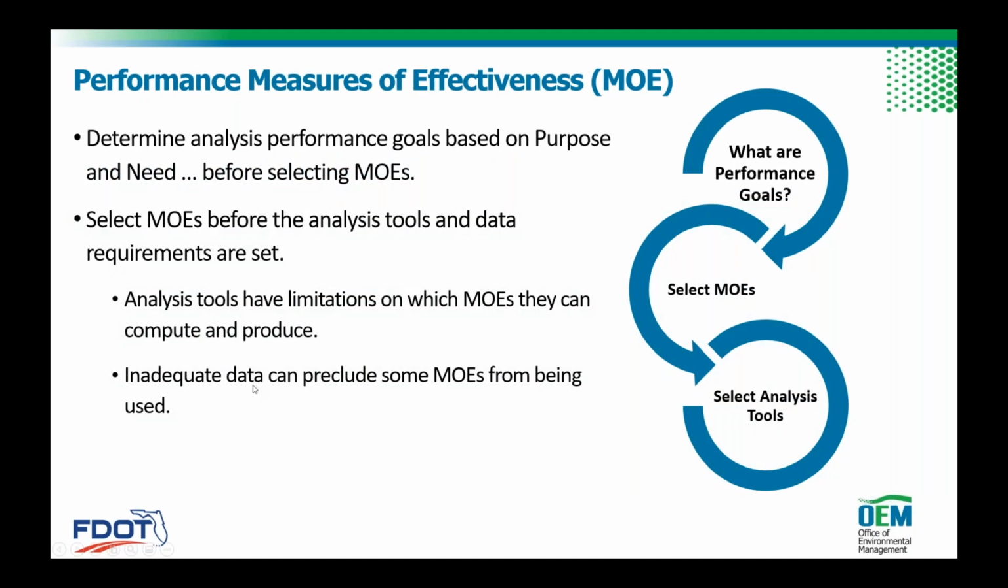So despite all the words on this page, I wanted everyone to just focus on the graphic over to the right. I wanted to show the process of when and how MOEs are selected here. We already talked about the performance goals as part of the purpose and need. And then the next step here is to select those MOEs. What's important here is that's shown before selecting your analysis tools or analysis software. And what's really important there is that MOEs should be selected before the analysis tools and data requirements are set.